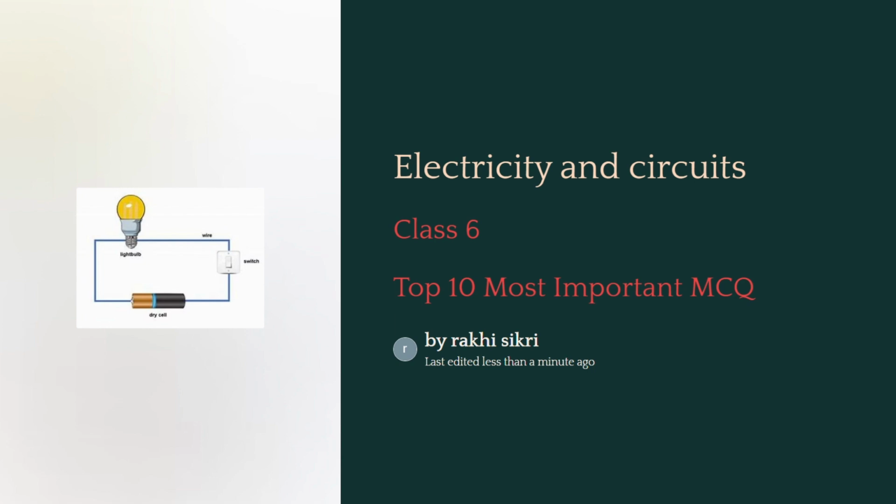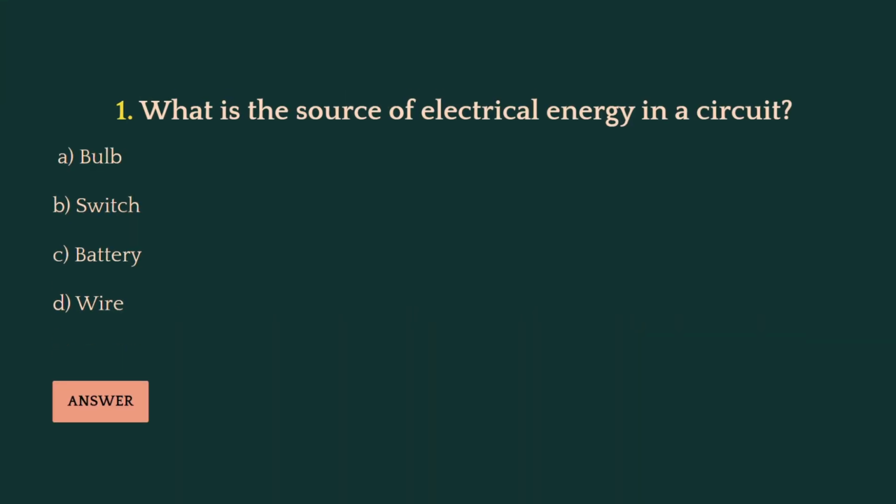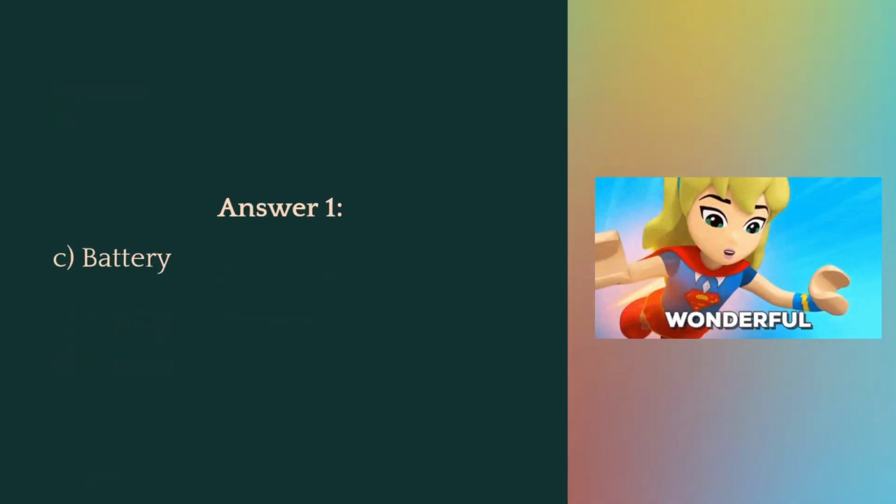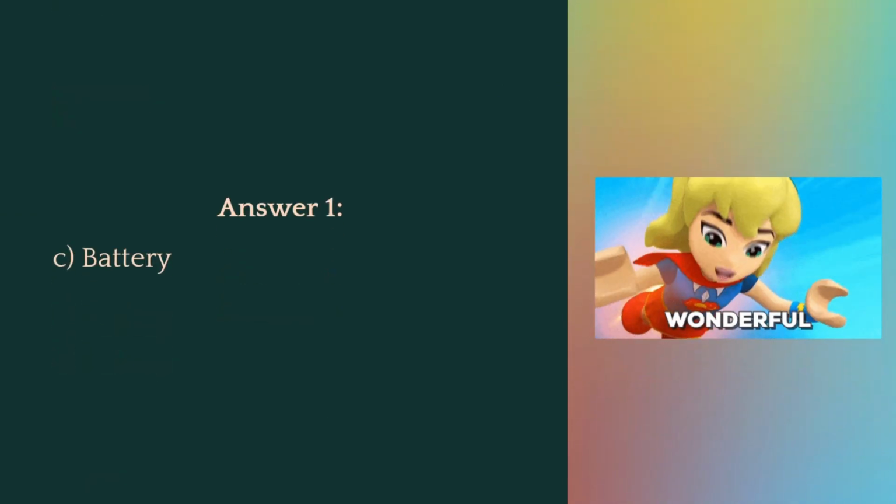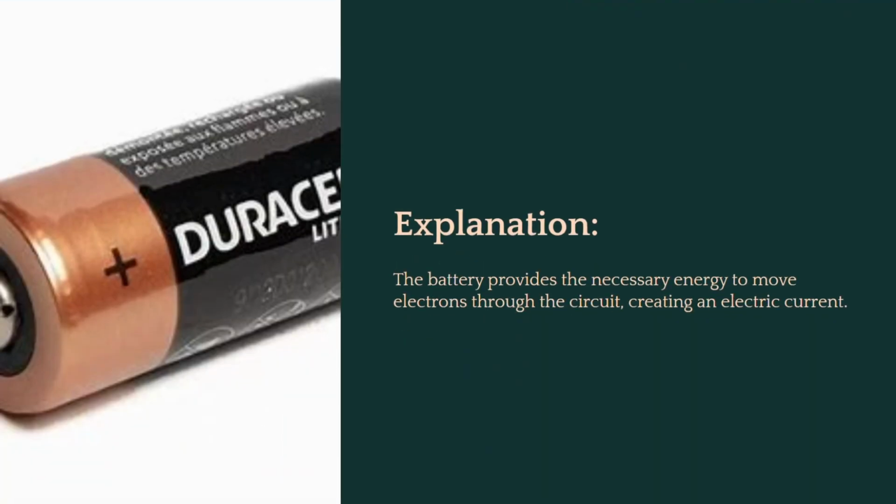So let us begin. Question number 1 is, what is the source of electrical energy in a circuit? Is it A bulb, B switch, C battery or D wire? The correct answer to the question is battery. The battery provides the necessary energy to move electrons through the circuit, creating an electric current.